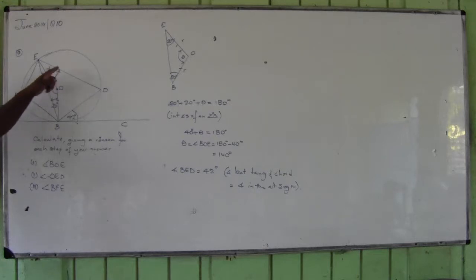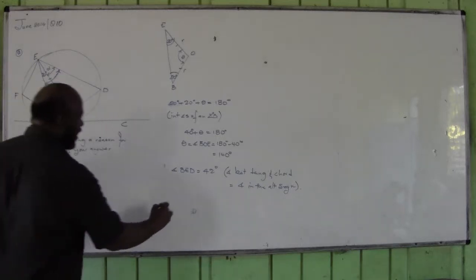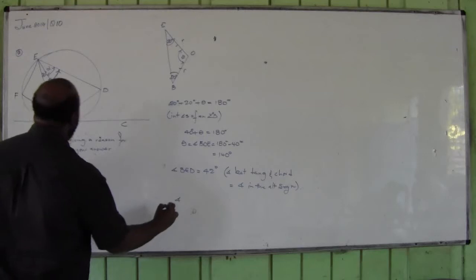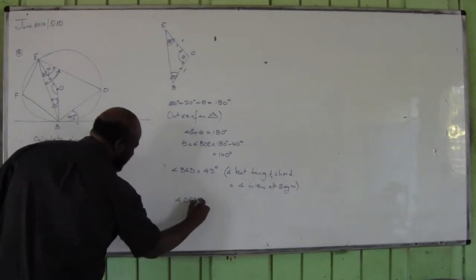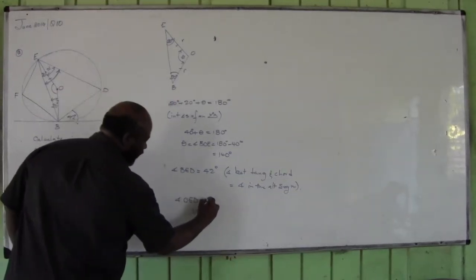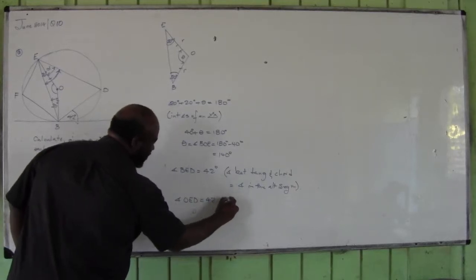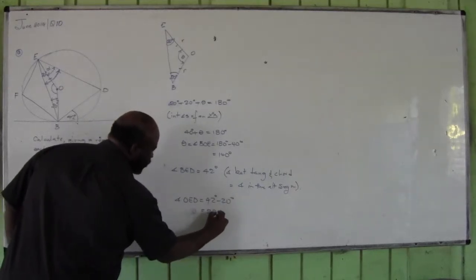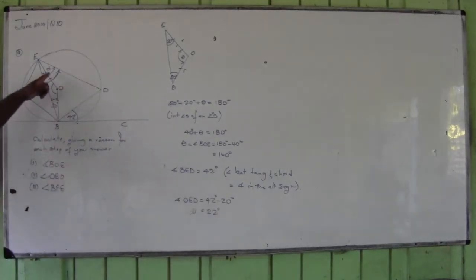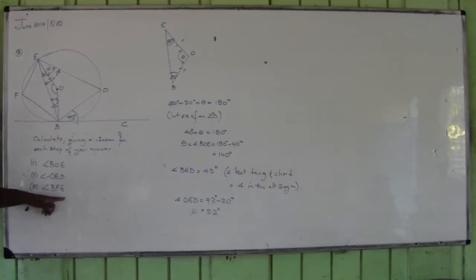So the entire angle is 42, but this piece is what? 20. So this piece must be how much? 20. Ladies and gentlemen, angle OED is equal to 42 minus 20. It is equal to 22 degrees. This angle here is 22 degrees. The last one, they want angle BFE.